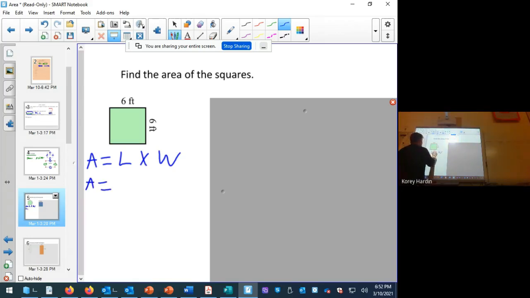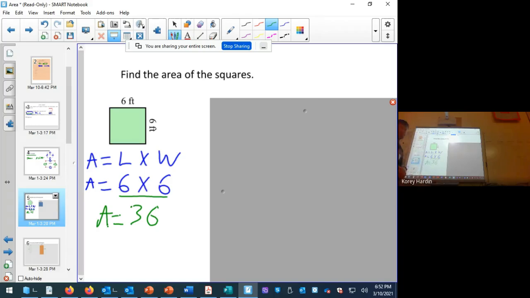A equals the length times the width. You're multiplying here, so it really doesn't matter what order it's in. So just go ahead and put 6 for one of them and 6 for the other one. Once you do that, just use your order of operations to solve. A equals 6 times 6, which is 36. So you need 1, 2, 3 lines of work for squares and rectangles.